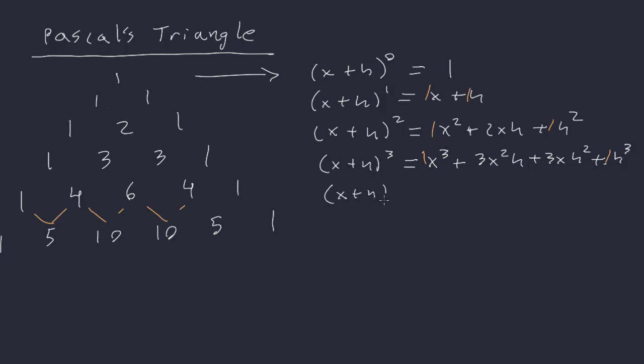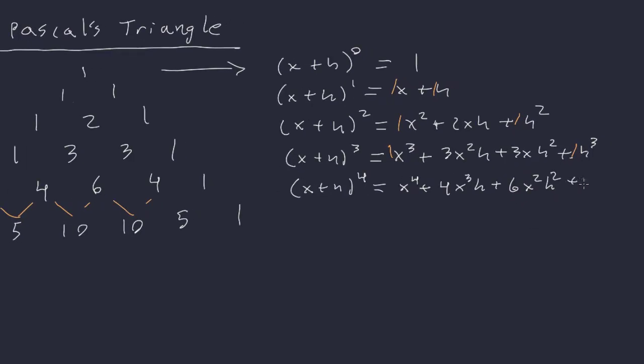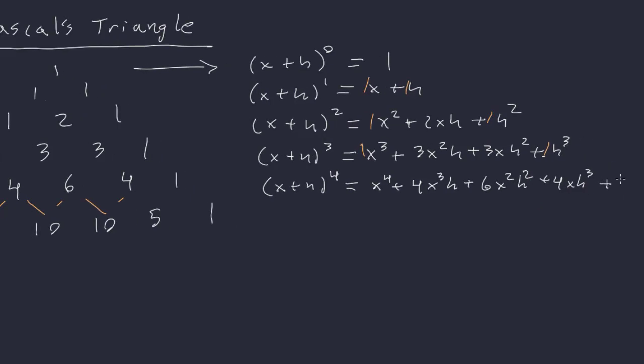Okay, so then x plus h to the 4th is going to be x to the 4th plus 4x cubed h plus 6x squared h squared plus 4xh cubed plus h to the 4th. All right, so once again, the coefficients line up exactly with what we got in Pascal's triangle, and the powers follow that same pattern. We start with the 4th and reduce down with our x's, start with h to the 0 and move up with our h's.